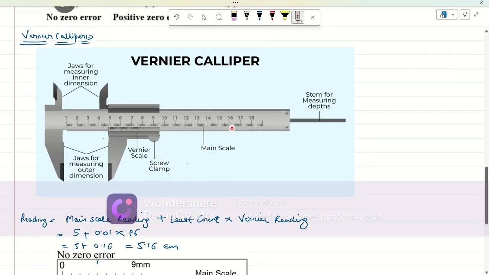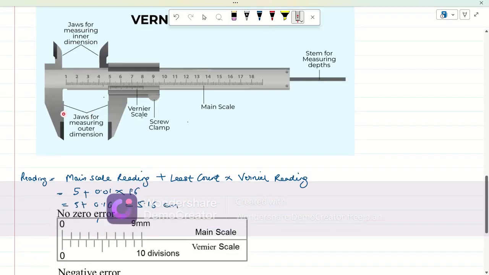Same way we will take the reading. We will keep the object here. We will tighten it. Then we will note down the reading. The main scale reading is this. Now this first line is lying after 5 and between 5 and 5.1, so our main scale reading will be 5. Then the least count of this vernier is, let's say, 0.01 centimeter.